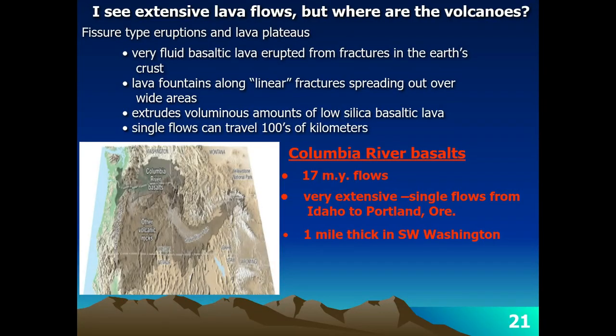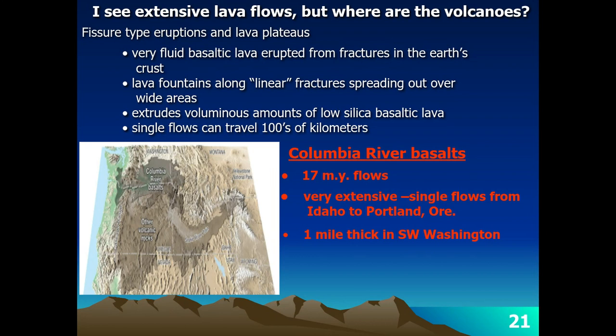Another type of igneous feature is, I have listed up here, extensive lava flows, but where is the volcano? In other words, you see thick sequences or thick deposits of lava. But again, the question is, where is the volcano? Well, in this case, the volcano really doesn't exist because these are known as fissure type eruptions or lava plateaus.